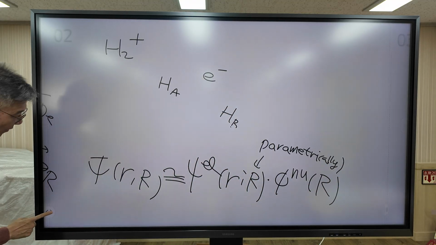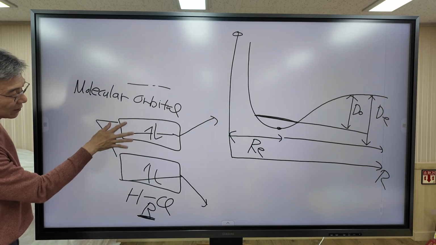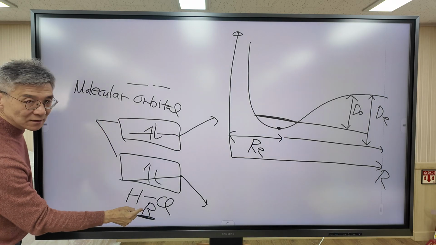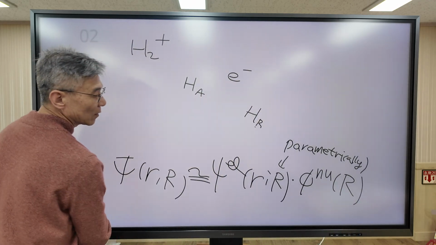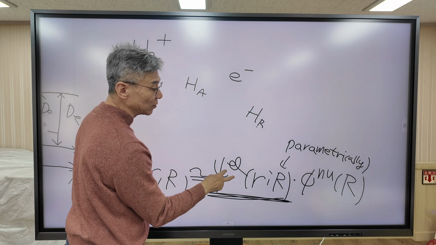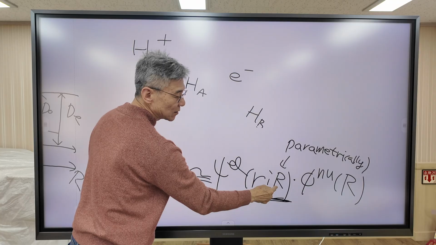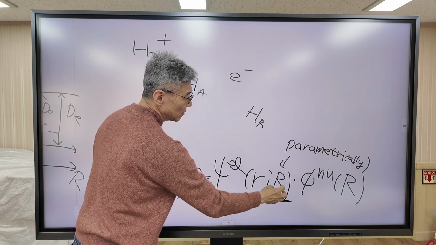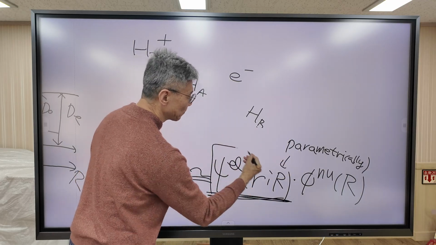As I said before, today we are going to study this function. This is our today's topic. This is a molecular orbital. The molecular orbital depends on large R. This function is this one. This molecular orbital depends on large R parametrically. This is a variable. This is not a variable. This is a parameter. Large R means the internuclear distance, parametrically. This is our today's topic.